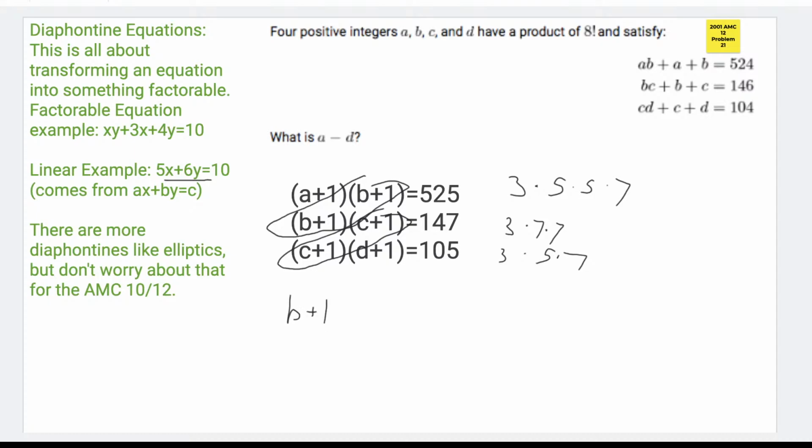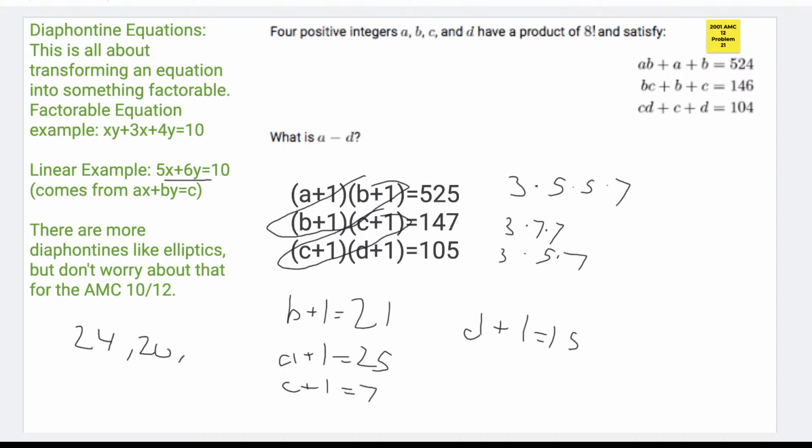b plus 1 equals 21, a plus 1 equals 25, c plus 1 equals 7, and d plus 1 equals 15. After that, if you compute this, you get a equals 24, b equals 20, c equals 6, and d equals 14. And this does multiply to 8 factorial.